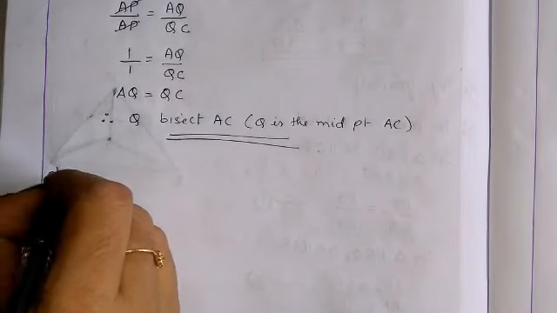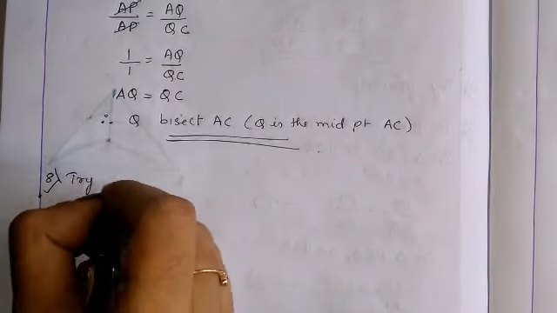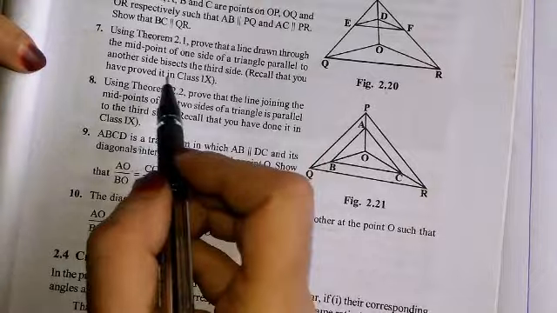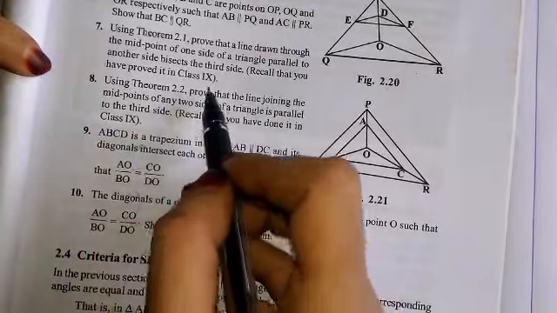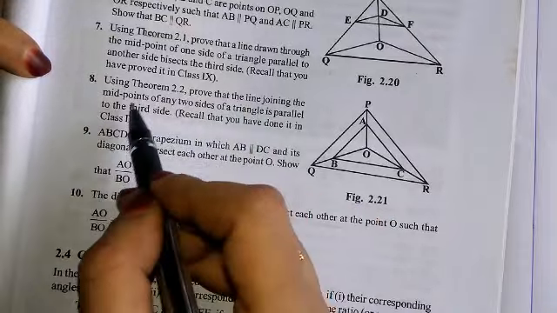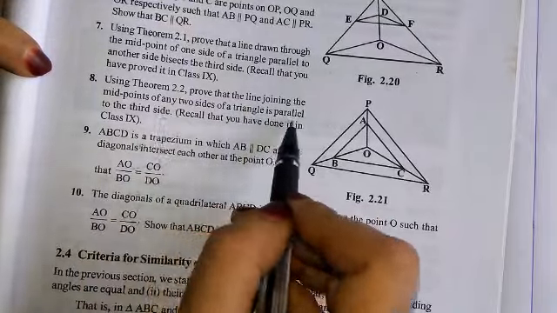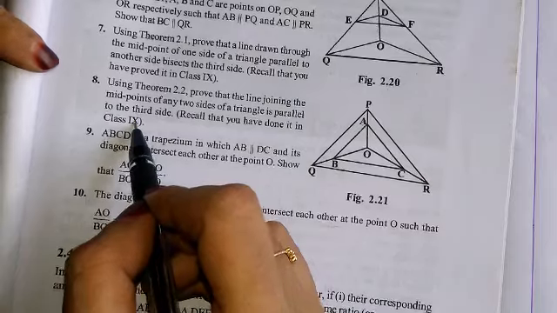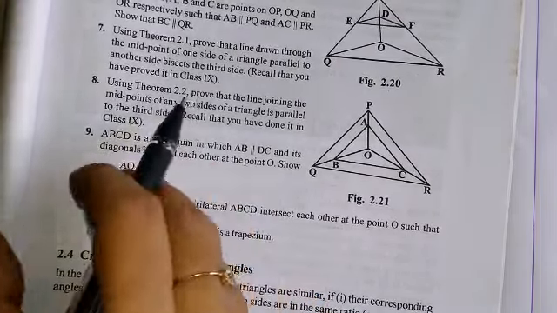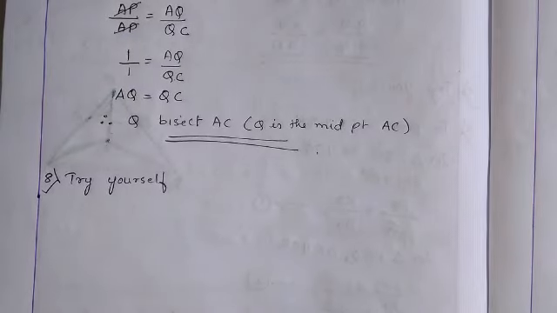Exactly the same, question 8, try yourself. I'll just show you the question, exactly the same. Using theorem 2.2, only in the converse way, you have to prove that the line joining the midpoints of any two sides of a triangle is parallel to the third side. Recall your class 9 theorem. You can use the same alphabet, but you have to do it the reverse way. This question is exactly the same.